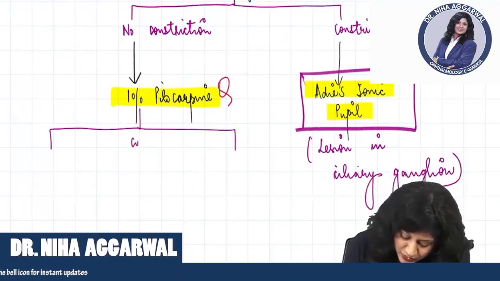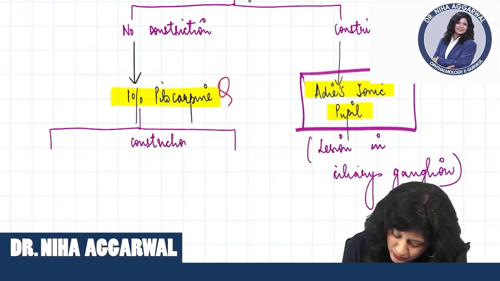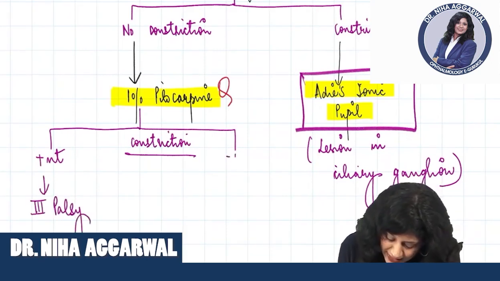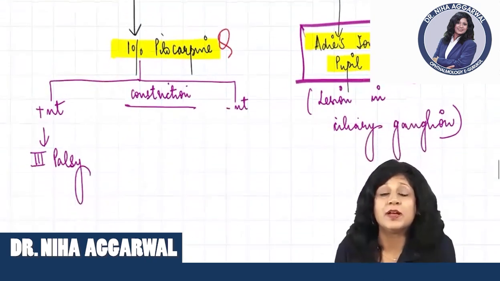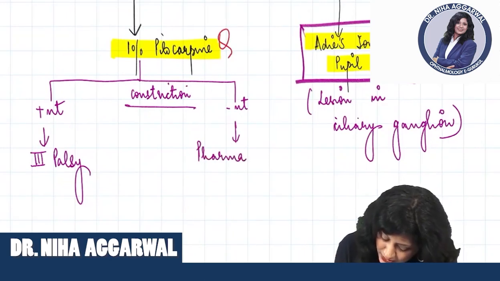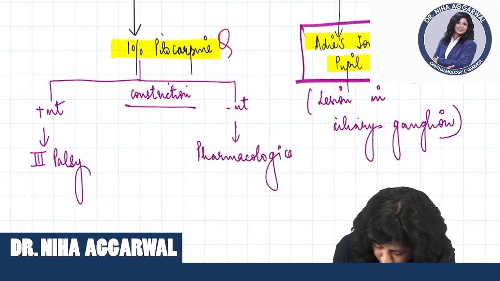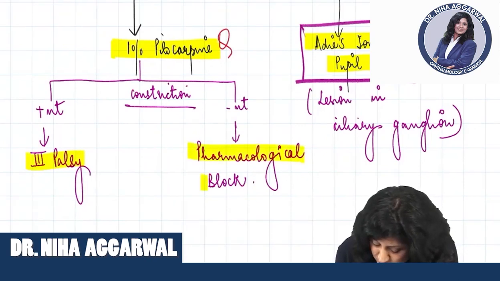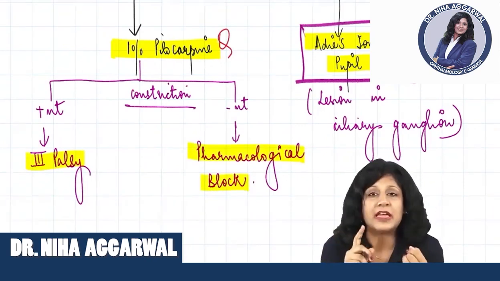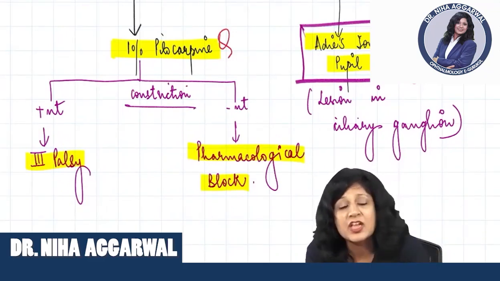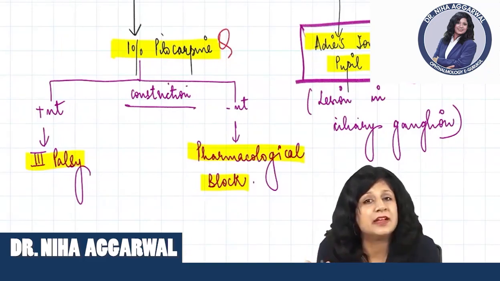If the constriction is present now, again it can be a case of third nerve palsy. But if it is absent, if it is not even constricting with 1% pilocarpine, that means it is a case of pharmacological blockade. So we have got so many things which have come out here, whether it is a case of Adie's tonic pupil or pharmacological block, or third nerve palsy, or iris damage, and what the concentrations of pilocarpine are that you can be using.